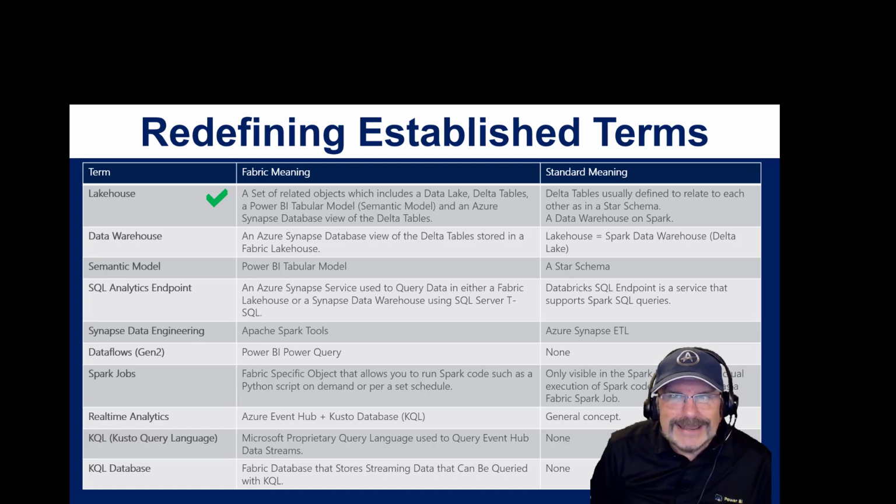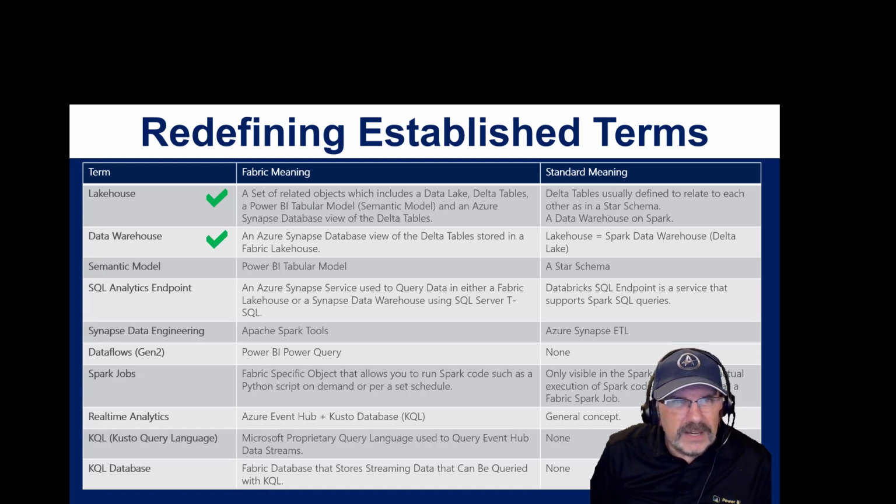Lakehouse is typically delta tables usually defined to relate to each other in a star schema, and a data warehouse on Spark is called a lakehouse because you also of course can store many other types of files, data lake, but it's also a warehouse, so a lakehouse. But when you're speaking of this in Fabric, it adds a few other things. So under the middle column, Fabric meaning, a set of related objects, which includes a data lake, yes, but also delta tables, a Power BI tabular model, semantic model, and an Azure Synapse database view of the delta tables. So those last two things are specific to Microsoft and Azure and would not normally be considered part of a standard open source lakehouse.